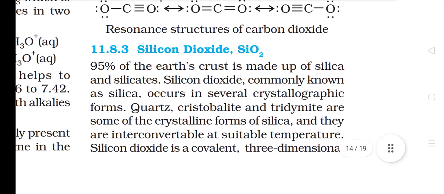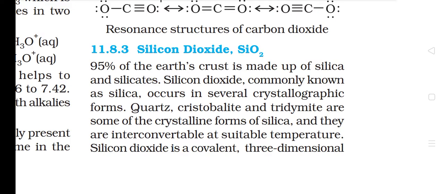11.8.3 Silicon dioxide, SiO2. 95% of the Earth's crust is made up of silica and silicates. Silicon dioxide, commonly known as silica, occurs in several crystallographic forms. Quartz, cristobalite, and tridymite are some of the crystalline forms of silica, and they are interconvertible at suitable temperature.